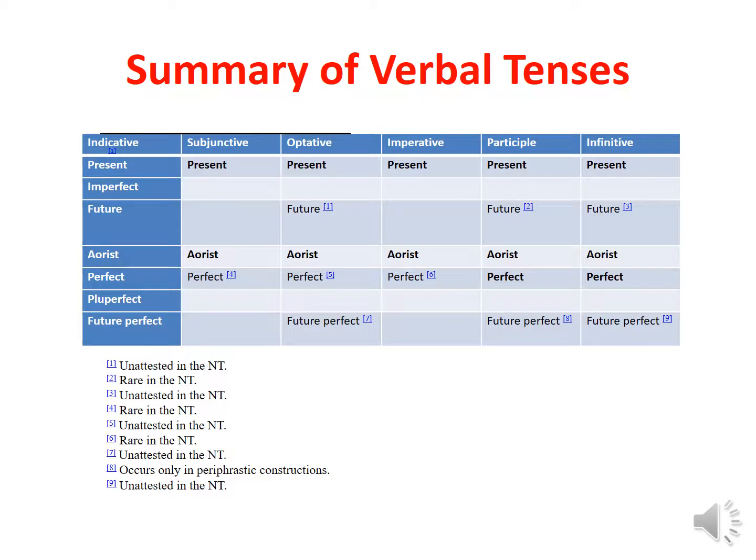Okay, so we have our four moods, the indicative, subjunctive, optative, and imperative, and then we have our verbals, participles and infinitives. So this summarizes which tenses exist in each mood and each kind of verbal. Only in the indicative do we have the six tenses plus that future perfect that's formed periphrastically. For the rest, it's generally present and aorist. And then for some of them, you have frequent perfects, or in other cases, infrequent perfects. And many of these tenses do exist in the Greek language but are unattested in the New Testament.